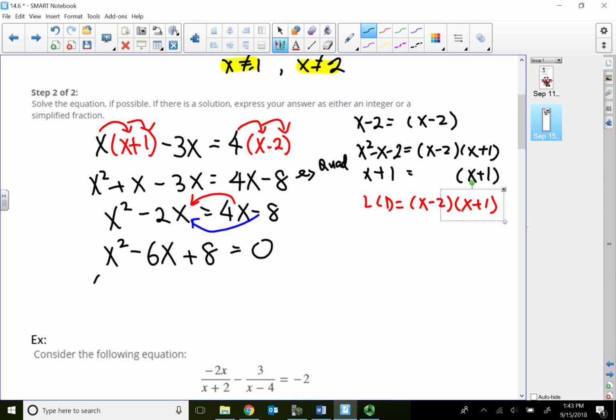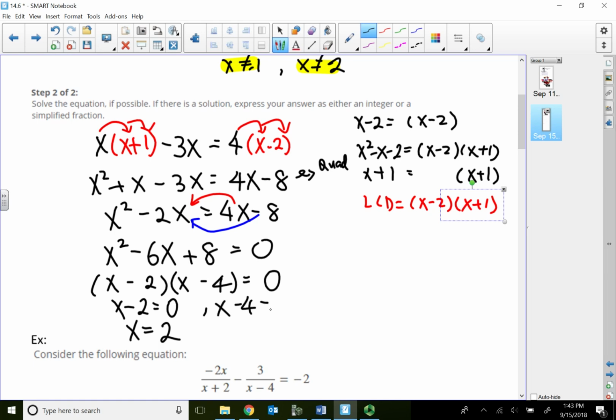All right, so for my trinomial, we will factor just like we did in module 13. For 8, 2 and 4, both of them have to be negative. Set each factor equal to 0. My x is equal to 2. The other x is equal to 4. All right, so my answers are 2 and 4.